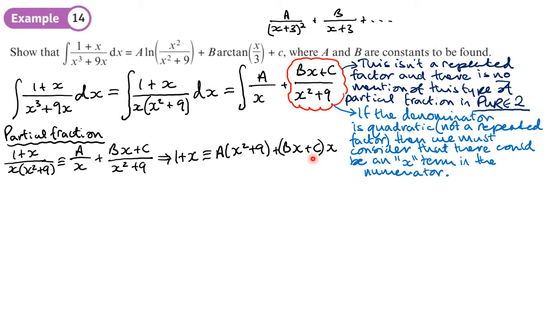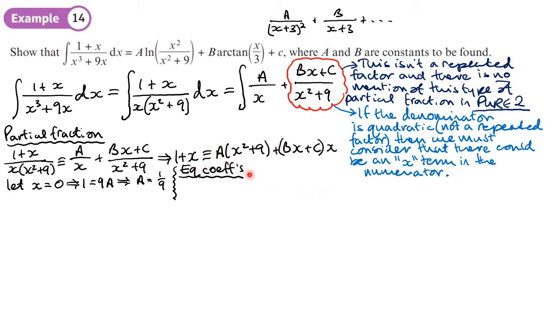Now, we can't solve this by choosing a value of x to make one side or the other disappear. I suppose we can if we chose x equal to 0. Yeah, let's do that, but the rest we need to equate coefficients. So if we let x equal to 0, then we will get 1 on the left hand side is equal to 9a, which means a equals a ninth. But to find the other values of b and c, we have to equate coefficients, because there's no other value of x that's going to make my other letters disappear.